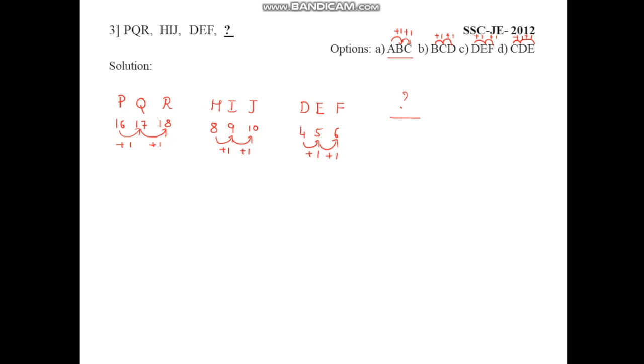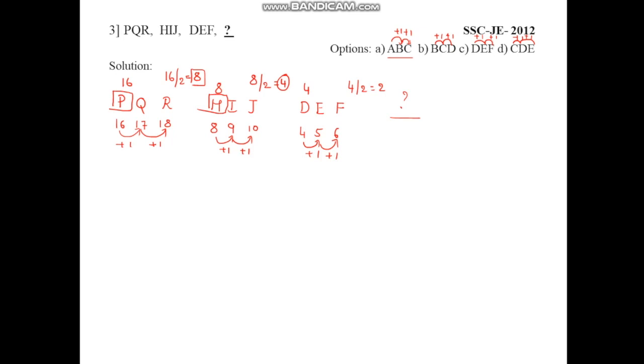I will consider the first letter, it is 16. In the second group the first letter is 8. That is nothing but 16 by 2 is equal to 8. So when I consider the second group and third group, the H is 8 whereas D is 4, right? So it is nothing but 8 by 2 is equal to 4. So here also there may be the chance like 4 by 2 is equal to 2. So which is the 2? Just check the options.